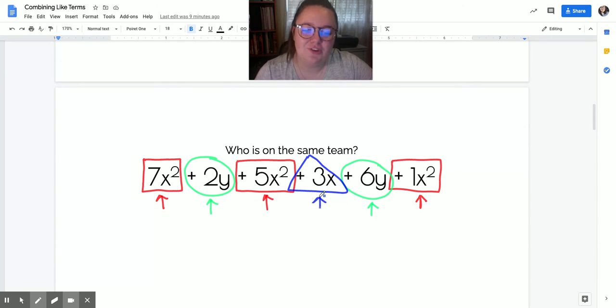So he is on his team by himself, right? Sad day. But he is on his team. He cannot be combined with anybody else. So before you start combining your like terms, you have to be able to identify them.